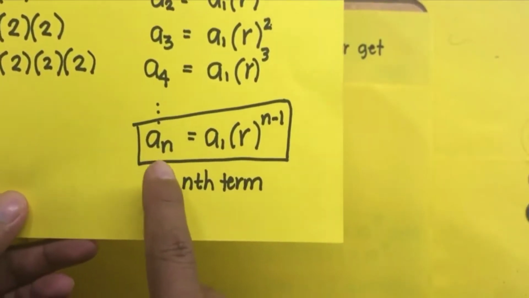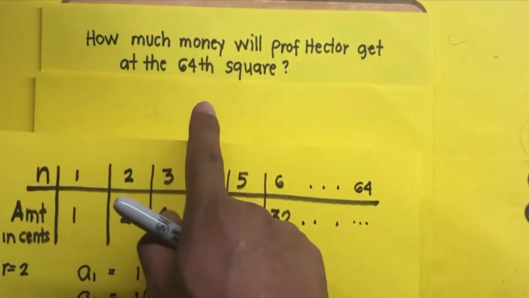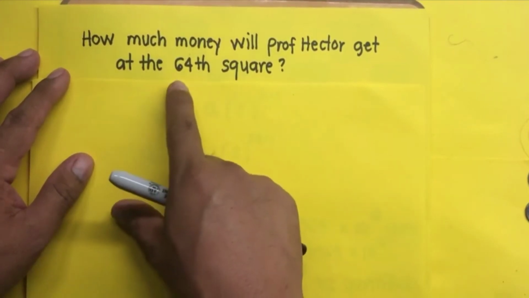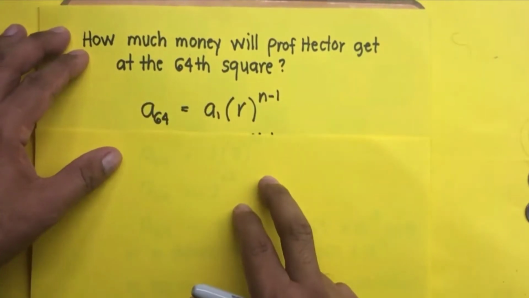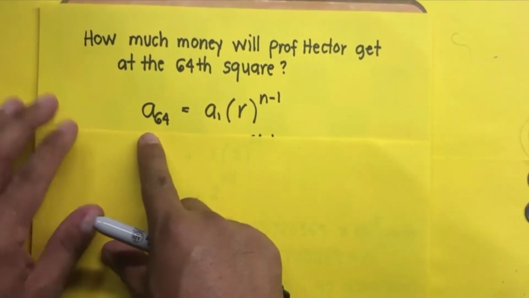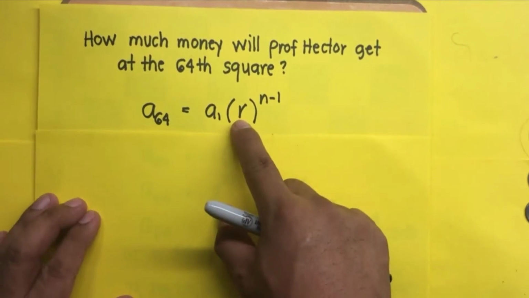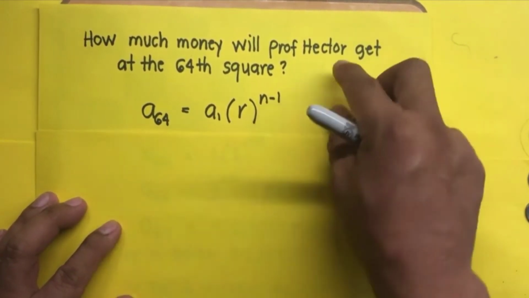So, following this formula, how much money will Professor Hector get at the 64th square? Notice that we are not getting the sum of all the money. What we are trying to get is just the value of the money at the 64th square. So using the formula, a sub 64 equals the first term, which is 1 cent, times the ratio, which is 2, raised to n minus 1, which is 64 minus 1, or 63.